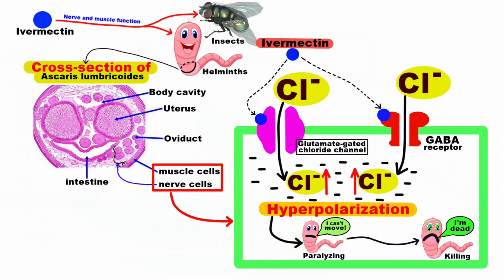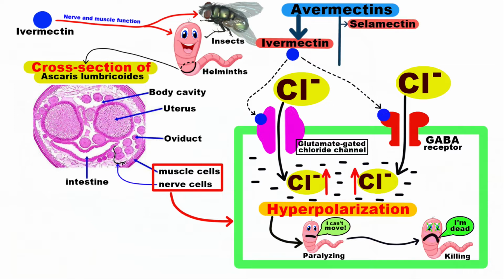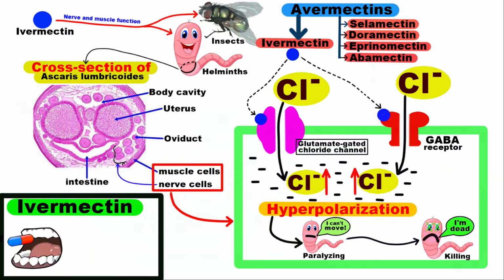Ivermectin belongs to the group of avermectins. Avermectins are a group of drugs that includes ivermectin, selamectin, doramectin, eprinomectin, and abamectin. They have the same mechanisms of action as ivermectin. Ivermectin can be given by mouth, topically, or via injection.